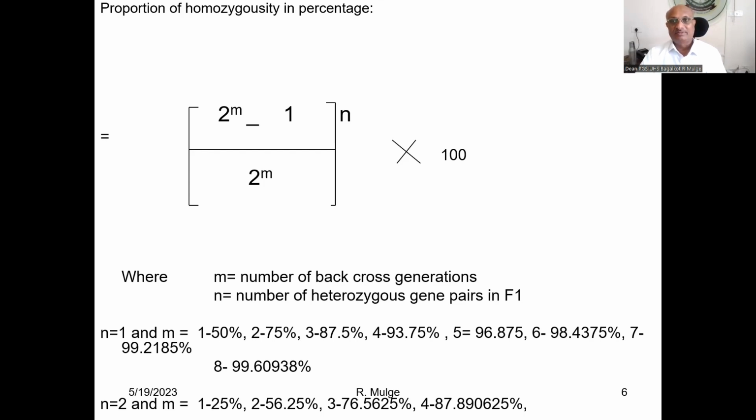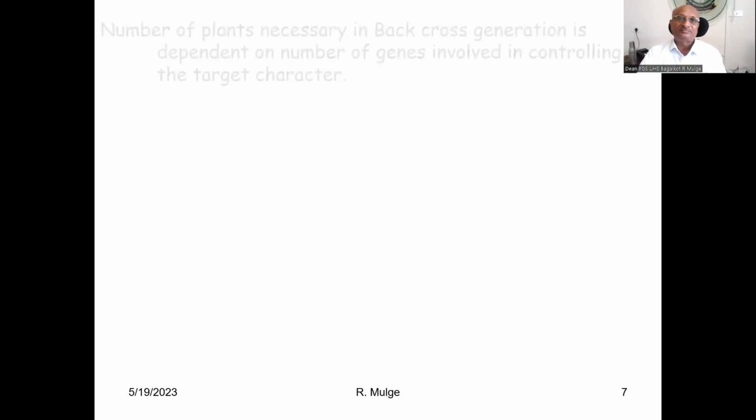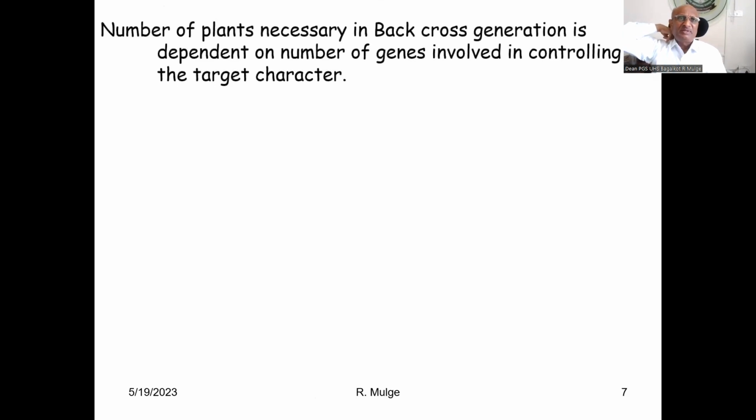It will help to attain the homozygosity, the percentage of homozygosity you are going to get for the genes in the plant, and similarly, how many backcross generations you have to go for to get that. So the number of plants necessary in the backcross generation is dependent on the number of genes involved in controlling the target character.